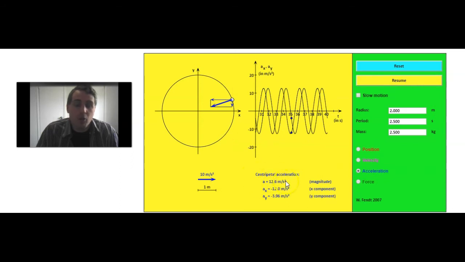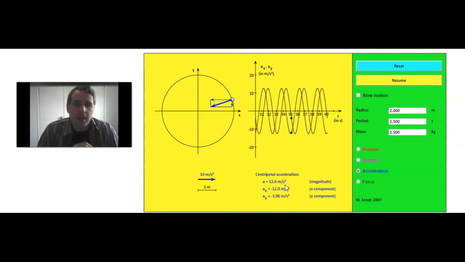Notice the acceleration is quite a bit larger. In fact, it should be, if you double the velocity, it should be 4 times as much. Okay? So now it's 12.6 meters per second squared. Because again, that's v squared divided by r.